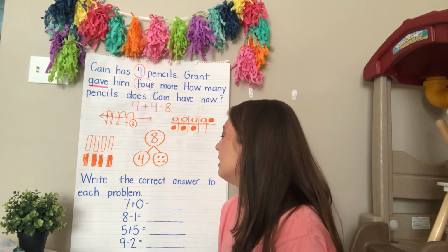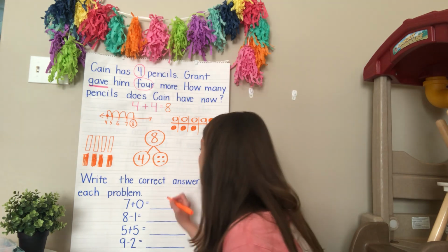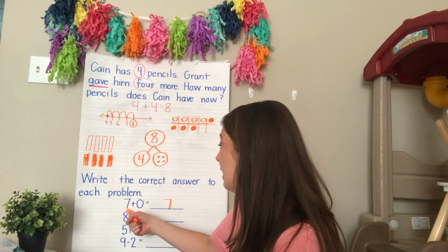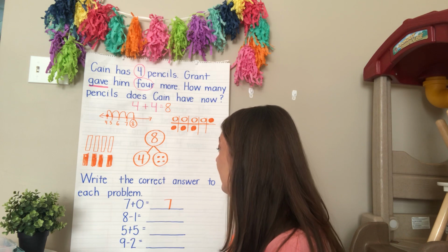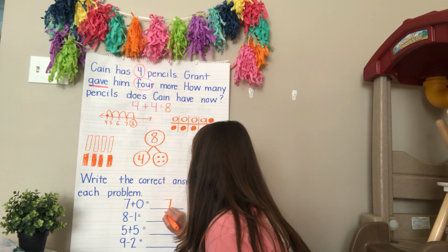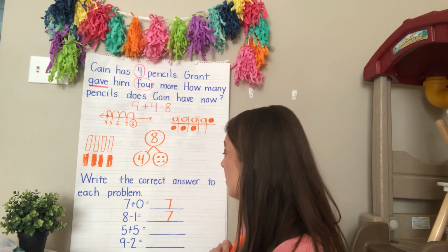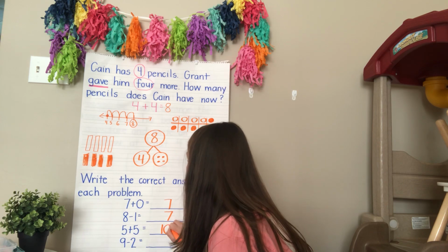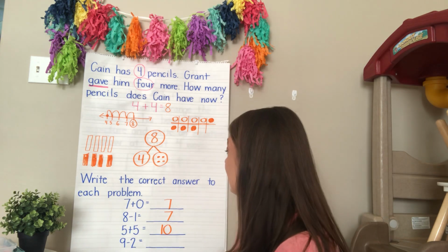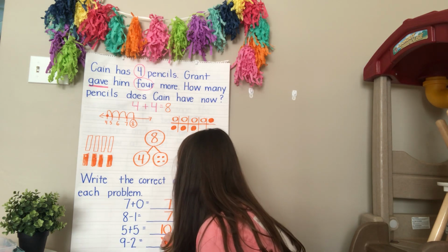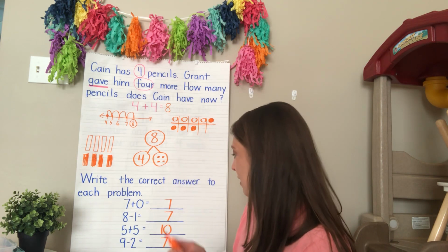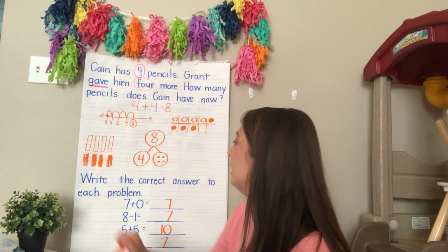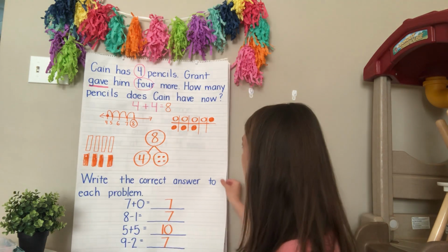Okay, let's go ahead and solve these and make sure that you got them correct. 7 plus 0 is 7. We're not adding anything to what we already have. It stays the same. The second one, 8 minus 1, also equals 7. The third equation, 5 plus 5, equals 10. Fourth equation, 9 minus 2, equals 7. All right, so you should have 3 of your equations that equal 7, and the third one equals 10. All right, let's move on to the next one.